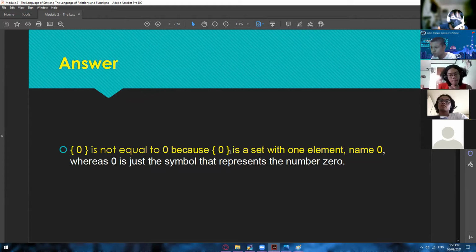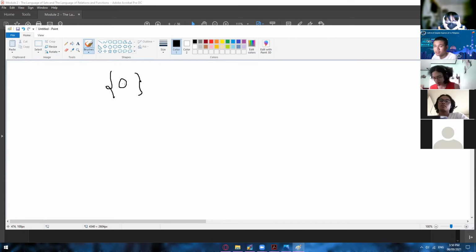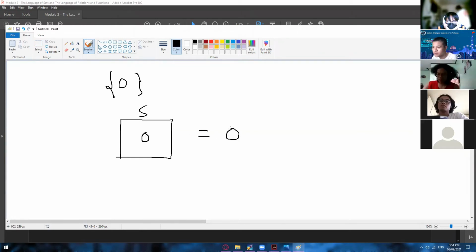So if we are going to draw this one, because we can actually draw this using a figure. Once you guys have seen something like this, and then it's containing an element, so let's just say 0. This curly bracket right here can be represented as a box. So this is a set of anything. This one contains an element 0, wherein the other one is just 0. So as you guys can see, they are not equal because this is a set with an element 0, and then this is just a number 0.